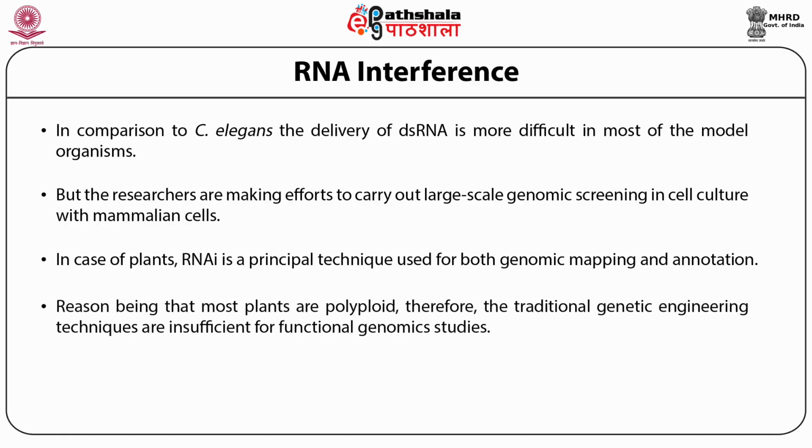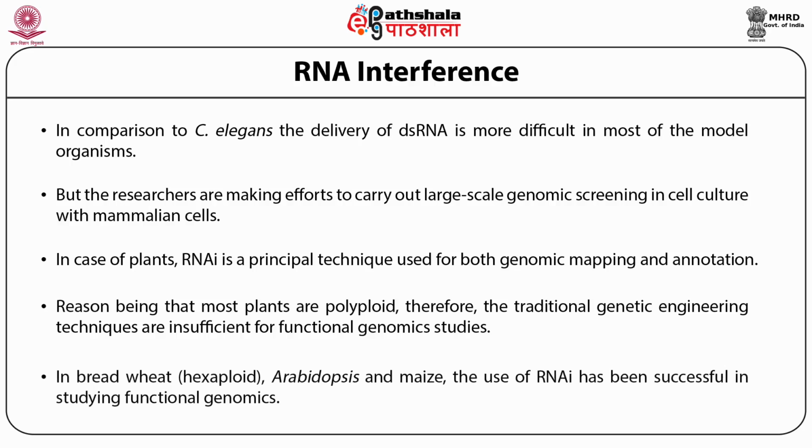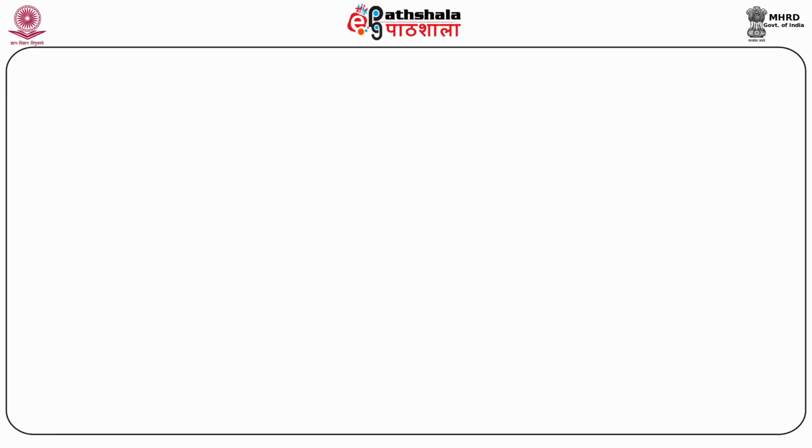Therefore, the traditional genetic engineering techniques are insufficient for functional genomic studies. For example, in bread wheat, Arabidopsis and maize, the use of RNA interference has been successful.